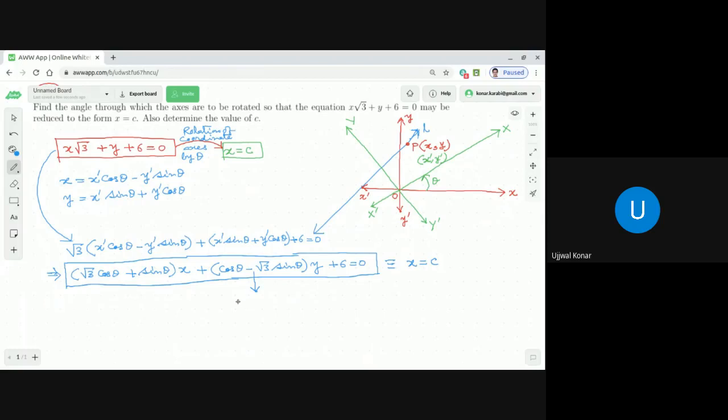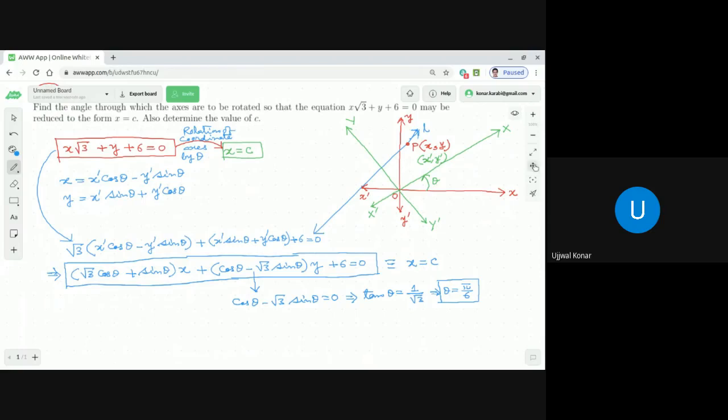Coefficient of y is equal to 0 means what? Cos theta minus root 3 into sin theta is equal to 0. So from here, what we can get is that this implies that tan theta is equal to 1 by root 3, and from here we get theta is equal to pi by 6. So the angle of rotation should be pi by 6. That is the first part of the question.